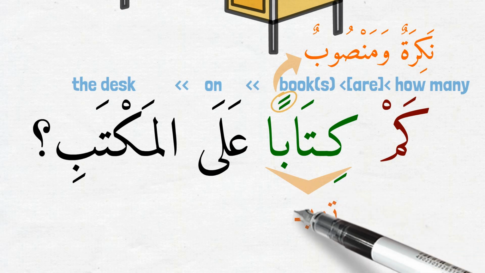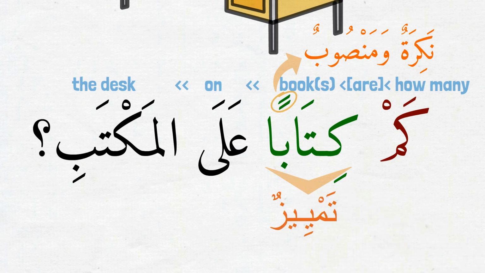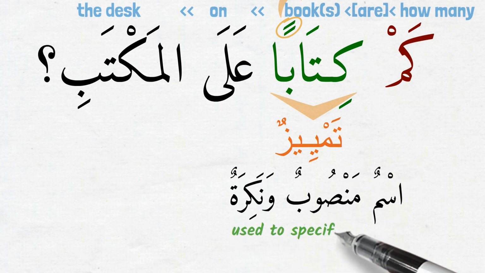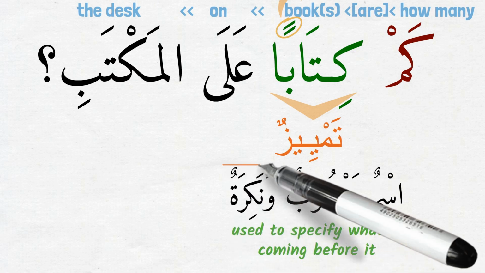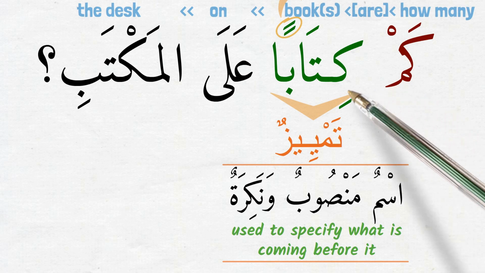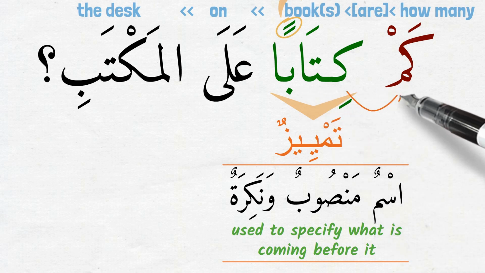We call this ism that is coming right after kam TAMYIYZ. TAMYIYZ is the MANSUWB and NAKIROH ism that is used to specify what is coming before it. It is used to eliminate the vagueness in the meaning. As in this example, in KAM كتابا, كتابا is helping KAM to specify what it is referring to.